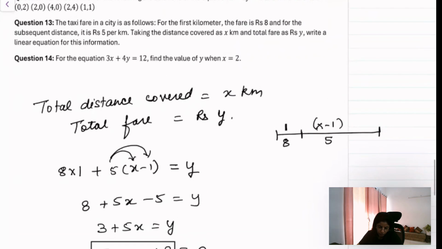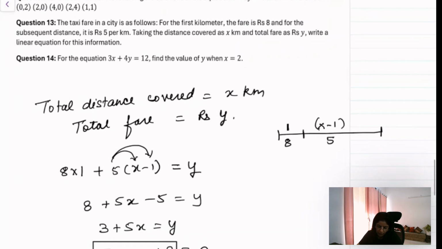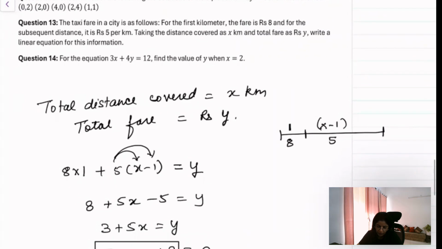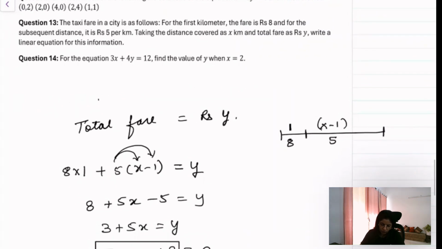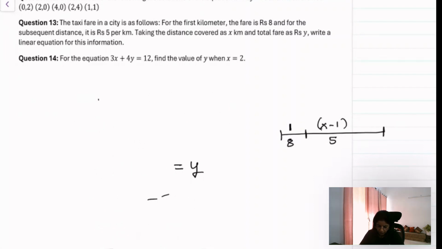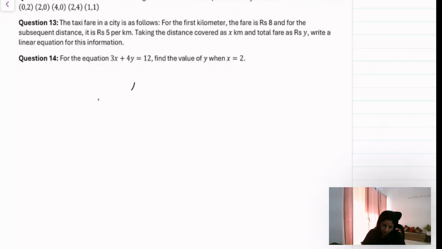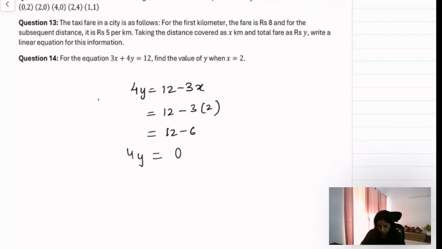Moving on to the 14th question. For the equation 3x plus 4y is equal to 12, find the value of y when x is equal to 2. So till now we were finding the value of a or k. Here they are saying find the value of y only. So what we will do, we will express 4y is equal to 12 minus 3x. Now 12 minus 3 into 2, that is 12 minus 6, that is 6. So your y is equal to 6 by 4, that is 3 by 2.